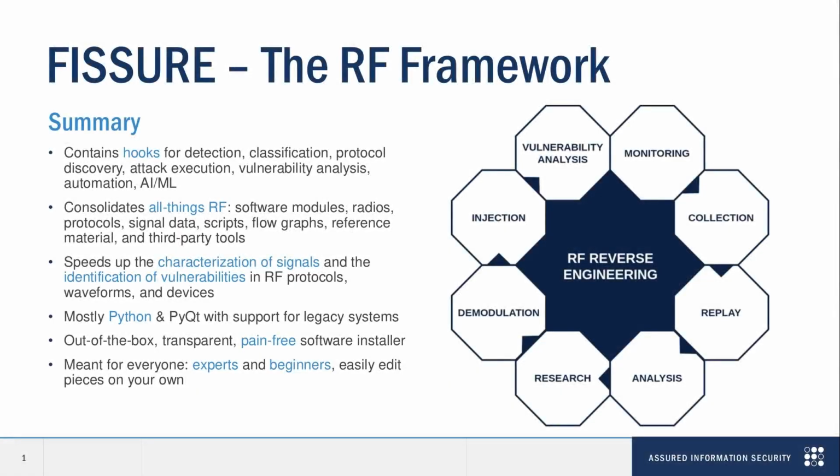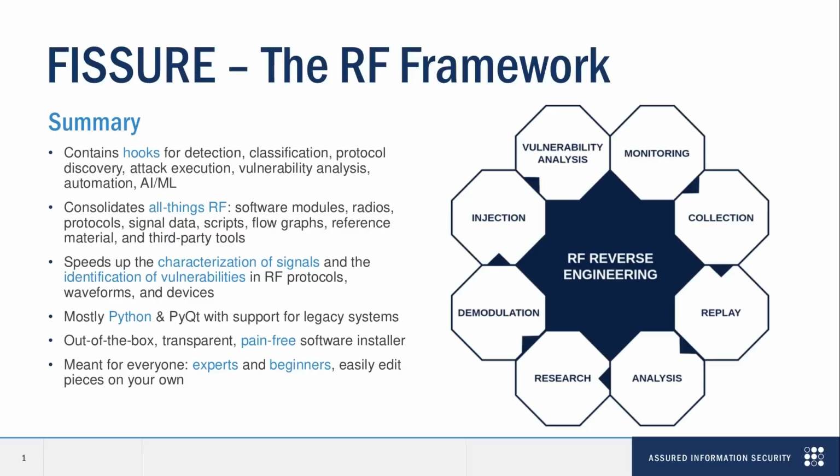FISSURE is Assured Information Security's open source RF framework that contains hooks for the entire RF reverse engineering process. This includes all things relating to monitoring, collection, replay, analysis, research, demodulation, injection, and vulnerability analysis. It also acts as a toolbox for all things RF and includes hundreds of commonly used open source tools along with tons of online reference material.